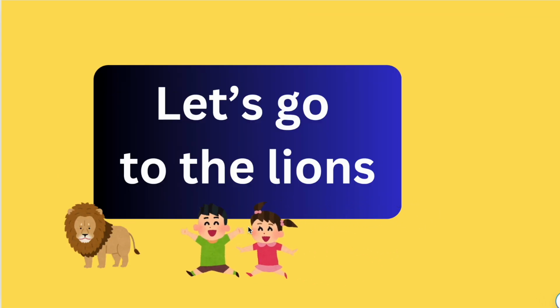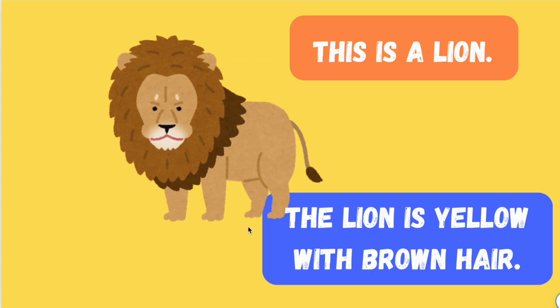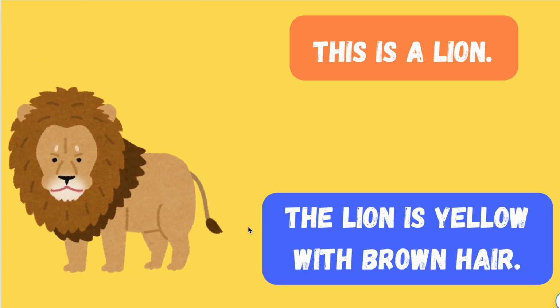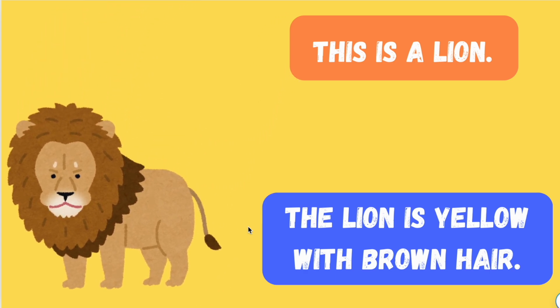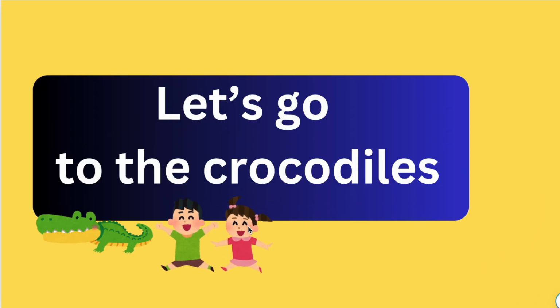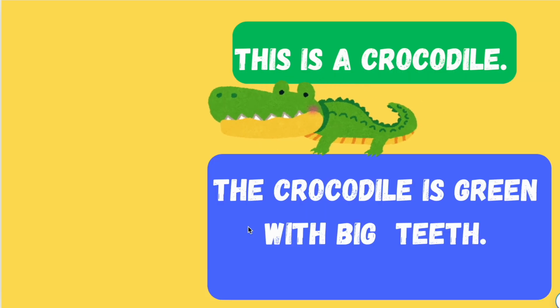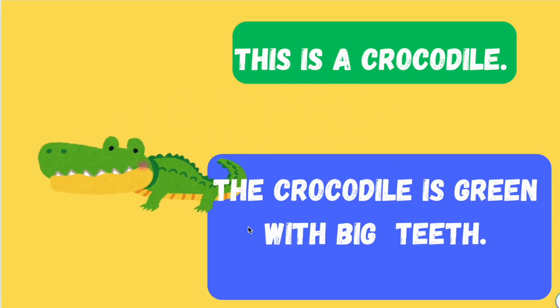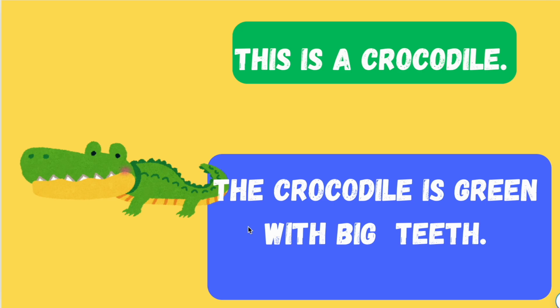Let's go to the lions. This is a lion. The lion is yellow with brown hair. Let's go to the crocodiles. This is a crocodile. The crocodile is green with big teeth.